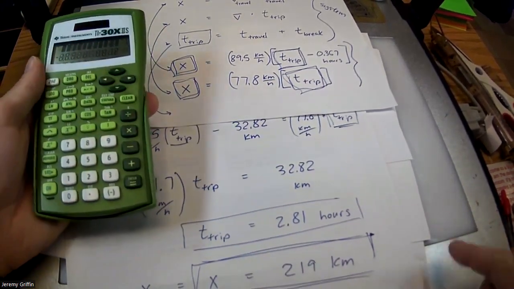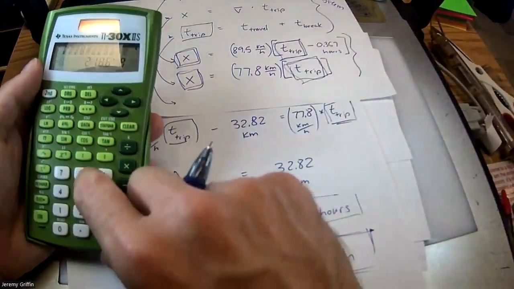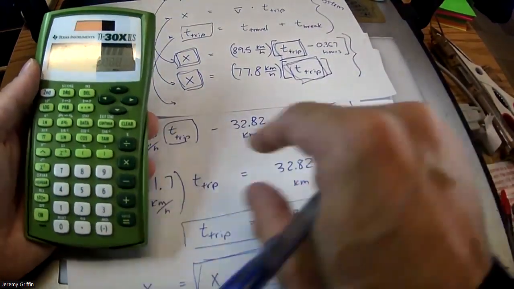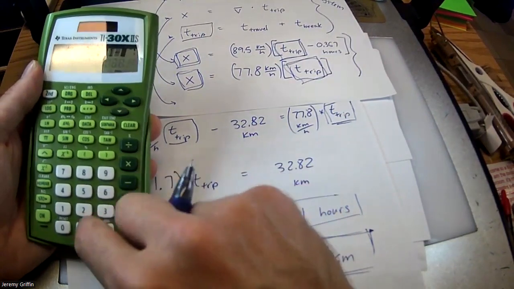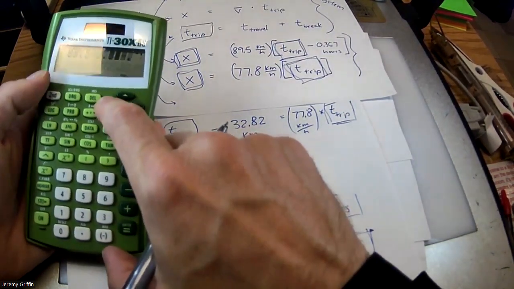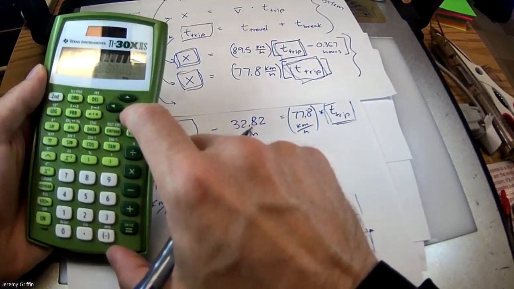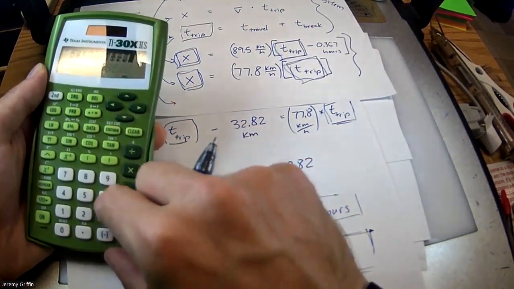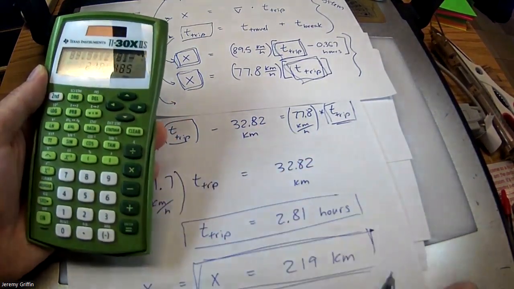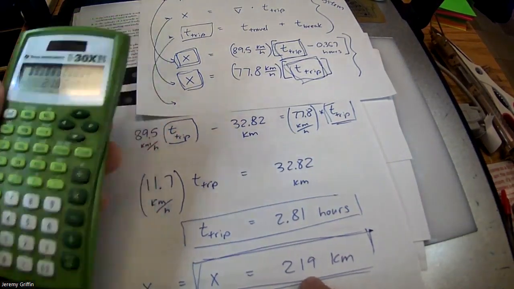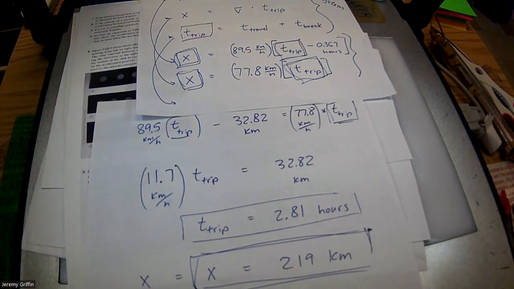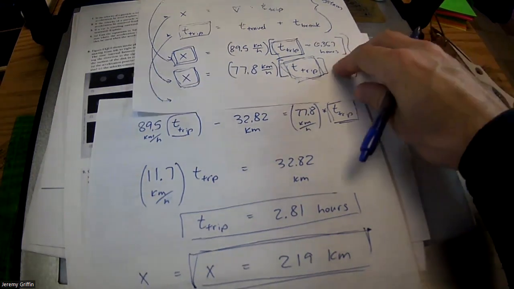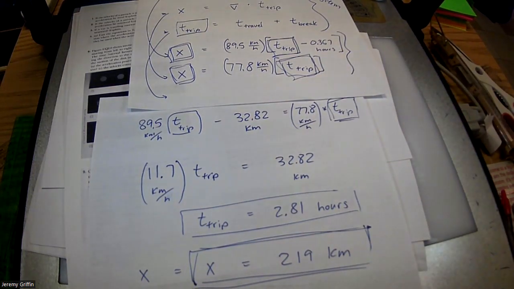Or if I plugged it into the top equation instead, what is 5 times 2.1 minus point, open parenthesis, I should say, 367. Yeah, it's the same distance. It's about 219 kilometers either way. Okay. Right, any questions on that one? All right, it's a good critical thinking question there.